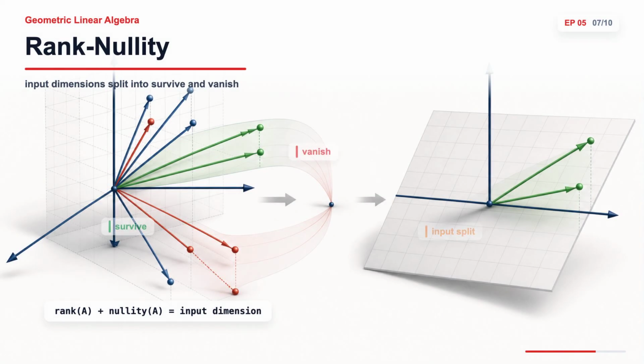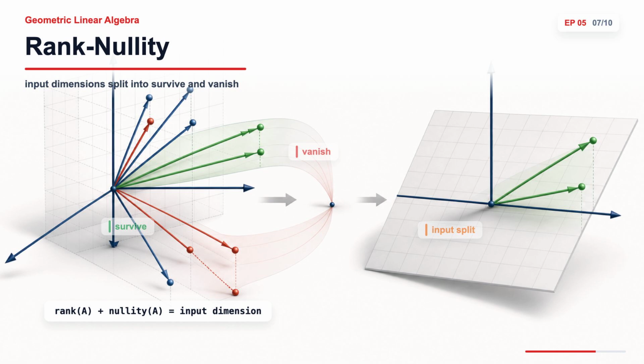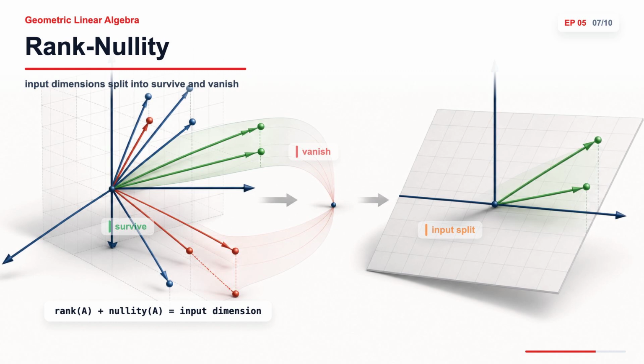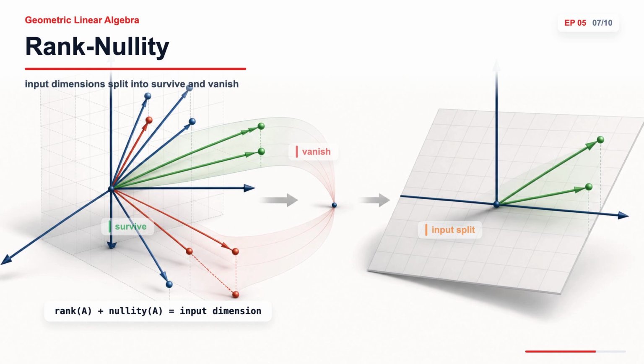Rank and null space are connected by a dimension balance. For a matrix with n input dimensions, each independent input direction does one of 2 things. It contributes to a surviving output direction, or it belongs to the null space and vanishes. The rank counts the surviving directions. The nullity counts the dimensions of the null space. Rank plus nullity equals the input dimension. This is the Rank-Nullity theorem, and geometrically, it is dimension bookkeeping.